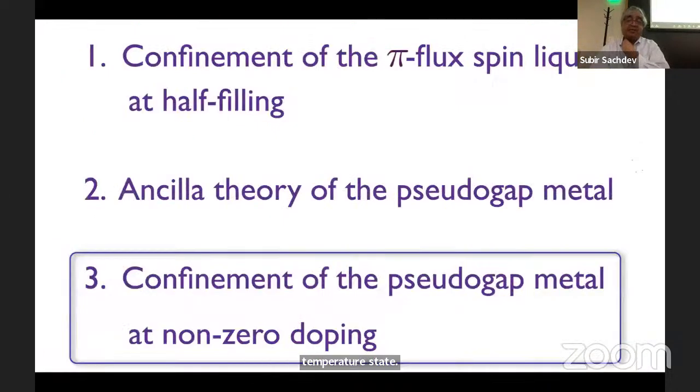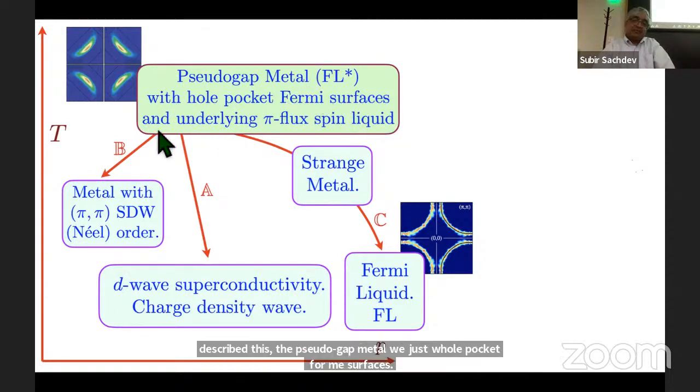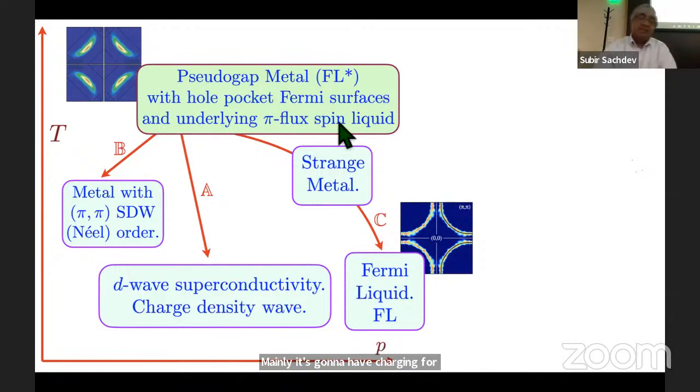All right, so finally, let's put all this together. So what am I going to do? I have described this theory of the pseudogap metal, which has hole pocket Fermi surfaces, meaning spinor half charge Fermi surfaces, underlying a pi-flux spin liquid. And this is now going to confine as you lower the temperature. And it's sort of the parent of everything else in the phase diagram.